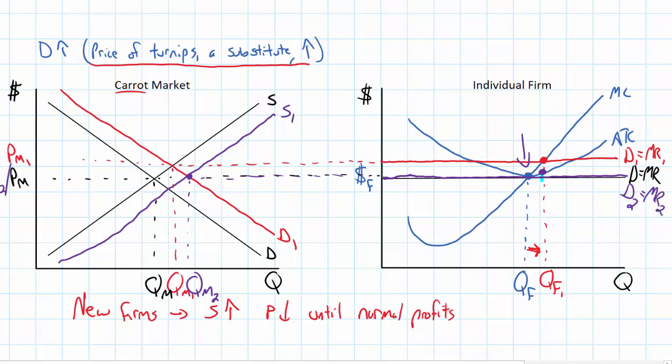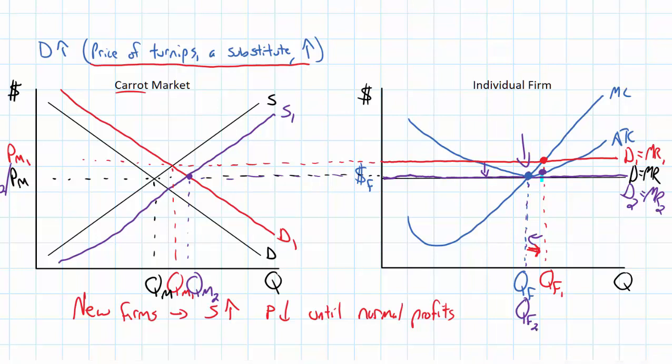So what has happened now is that new firms have entered the industry, the price has fallen, and it has fallen back to its original price. Our quantity has now decreased because MR equals MC at the original quantity, so I'll call it QF2, and we are right back where we started in a long run equilibrium.